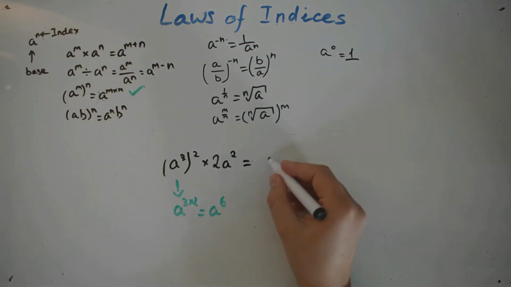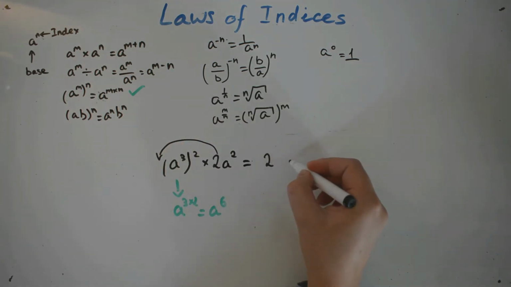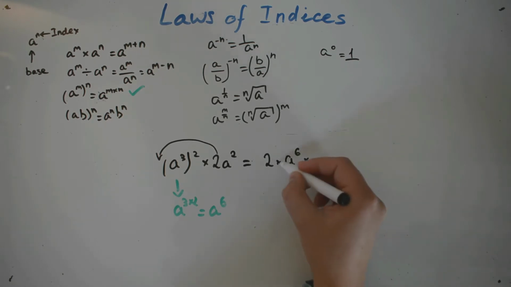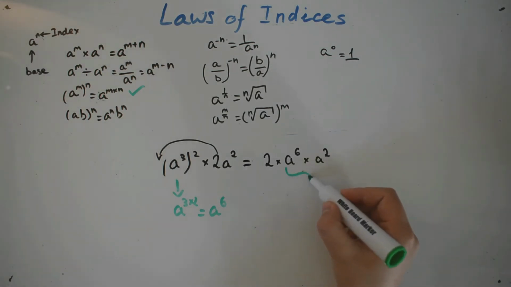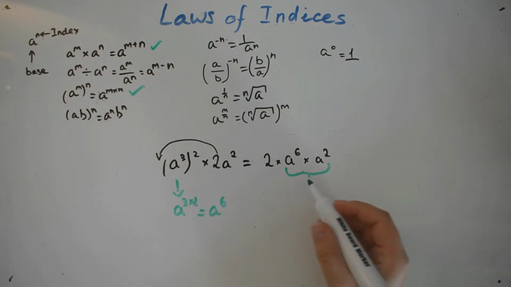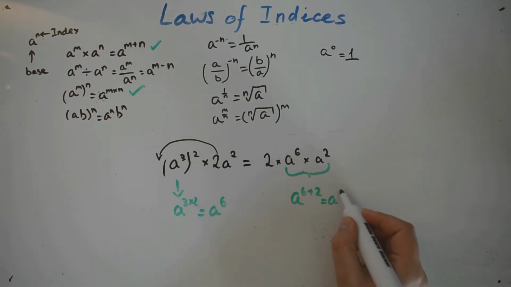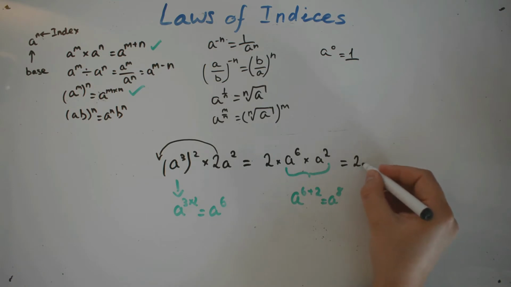Okay, so I will also move 2 in front because numbers will always go before letters. So we'll get 2, and then we have a to the power of 6 times a to the power of 2 that we have. And now we will combine the 2 a's. That's another rule we use, and we will get a to the power of 6, and we will be adding the powers, so it becomes a to the power of 8. And I will just write the final answer, and it becomes 2a to the power of 8.